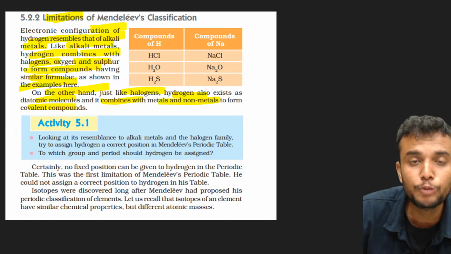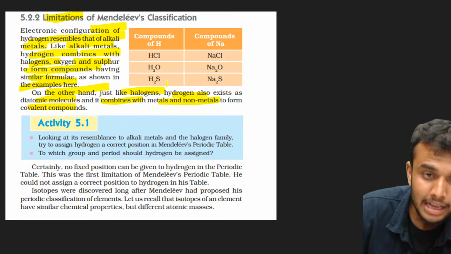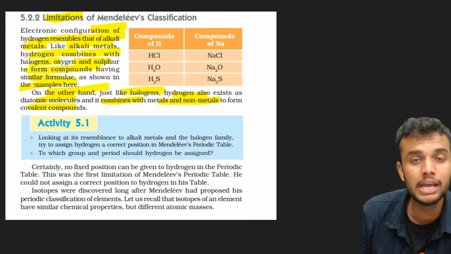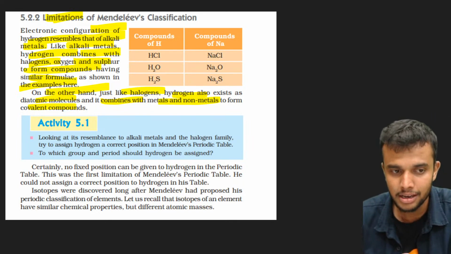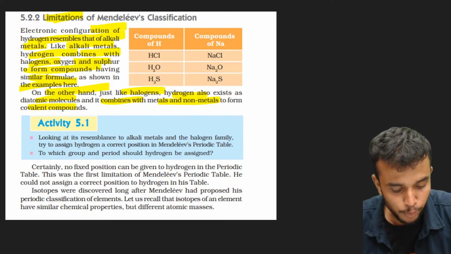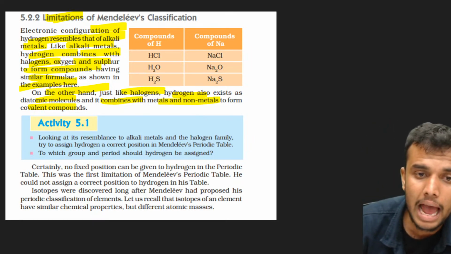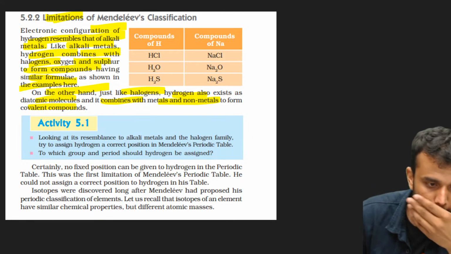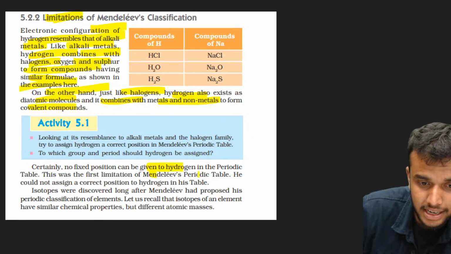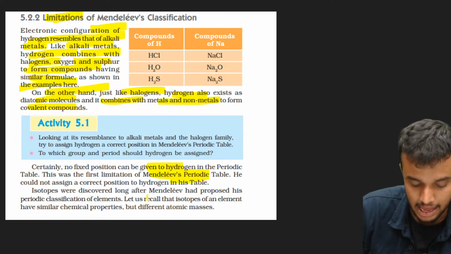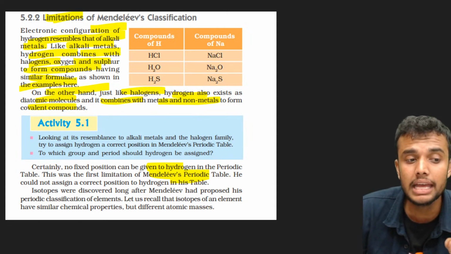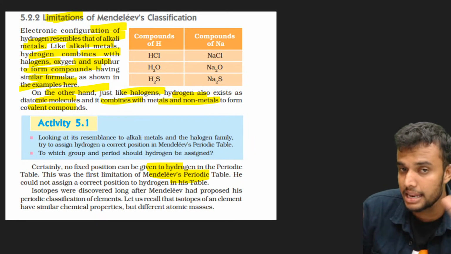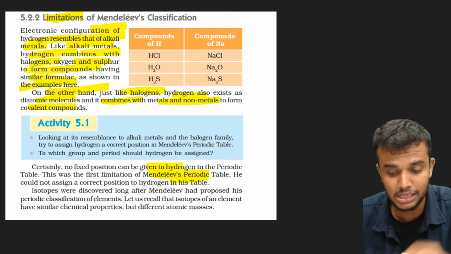He never gave a specific place for hydrogen. Why? Because hydrogen acts like an alkali metal also. It has only one valence electron in its valence shell, like the other first group alkali metals. But it also forms covalent bonds with metals and non-metals, not only ionic bonds. Certainly it has no fixed position. That's why it is the first limitation: he never predicted the place of hydrogen in Mendeleev's table.